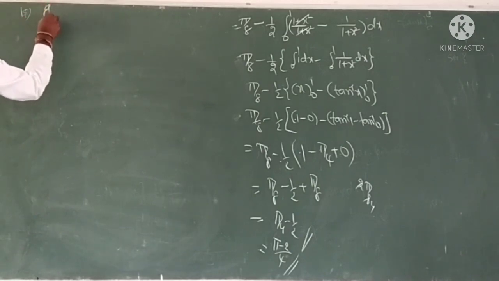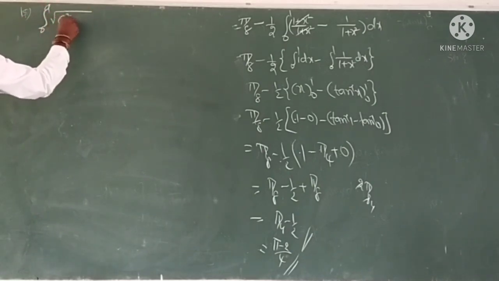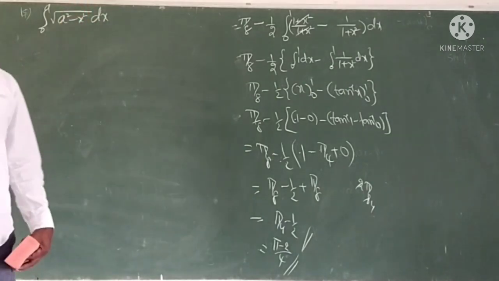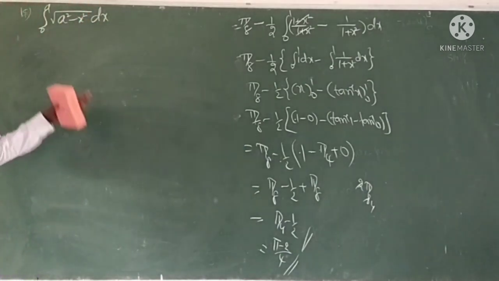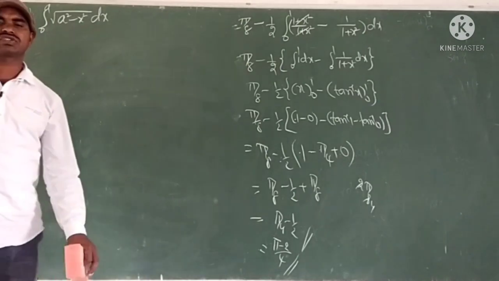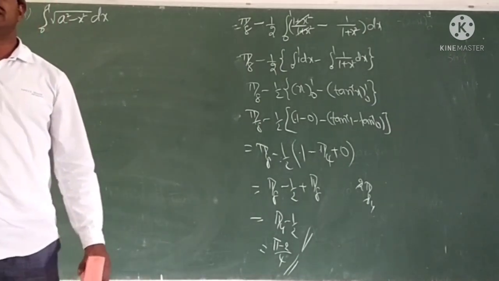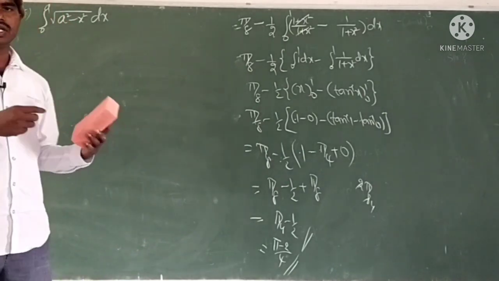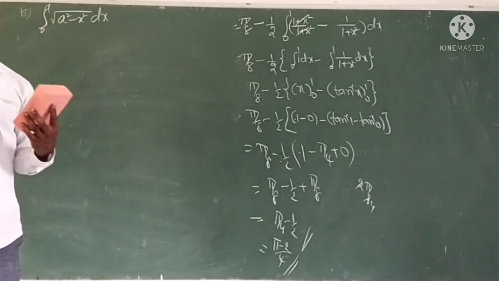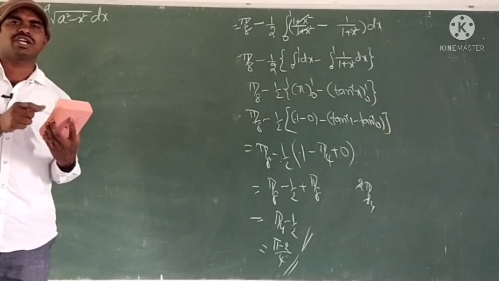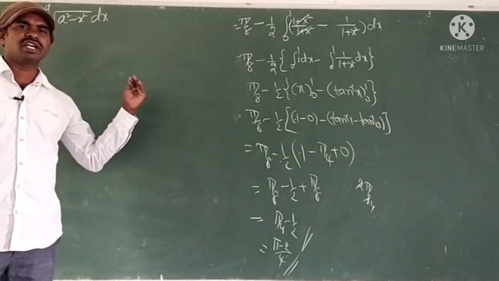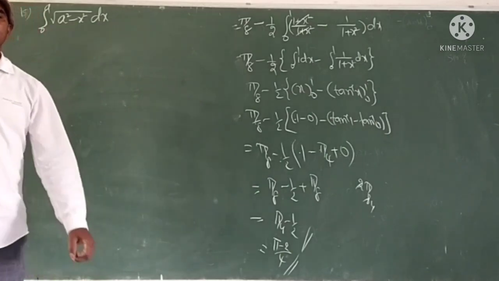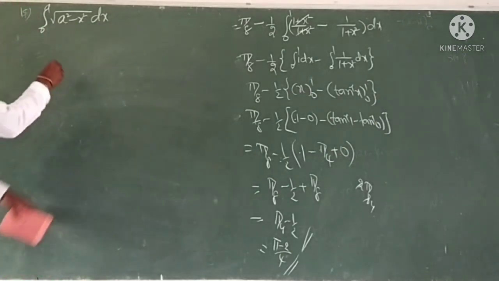Integration 0 to a of root of a square minus x square dx. Yes, we have the direct formula for integration of root of a square minus x square. In integration, each and every formula is used in the integration chapter. If you are perfect in integration, then definite integration is very simple. So what is the formula?